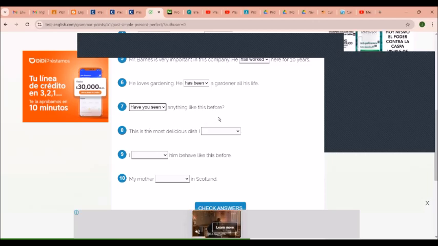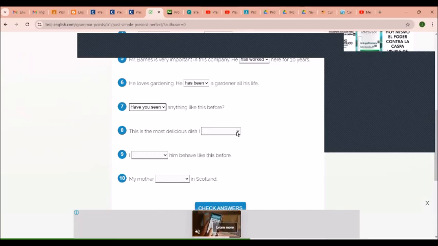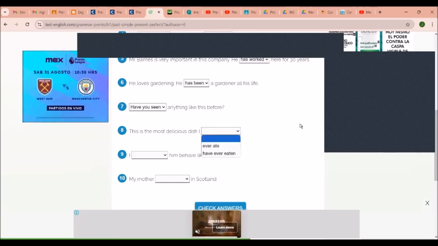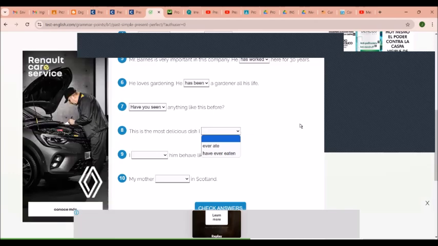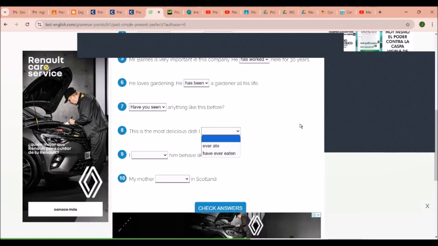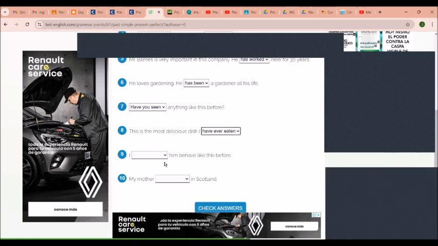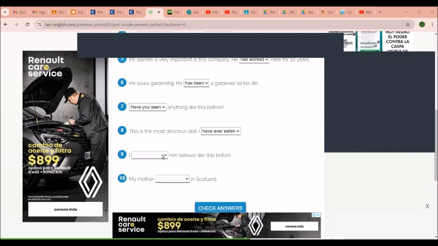All right, let's continue with Hannah Arellano Carmona. All right, same idea, Hannah. This is the most delicious dish I have ever eaten. Perfect. All right, and let's continue with Luz. Luz, same idea.